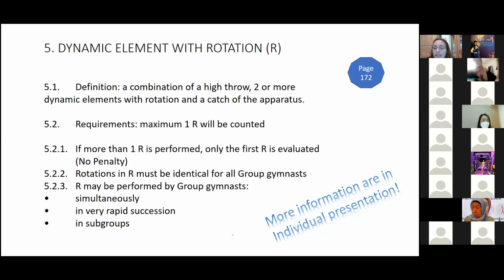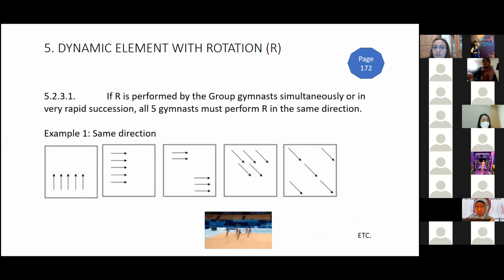How we do it, and the values and the criteria and increase, we explained yesterday, but the most important thing for group is the directions. Now this is new for the group because there are 5 gymnasts and it's not easy for the judges to see how many rotations and criteria the 5 gymnasts perform. So this is a requirement for groups. If R is performed by the group gymnasts simultaneously, like together, or in very rapid succession, all 5 gymnasts must perform R in the same direction. All must go in the same direction. And this is an example of how they must all go in the same direction.